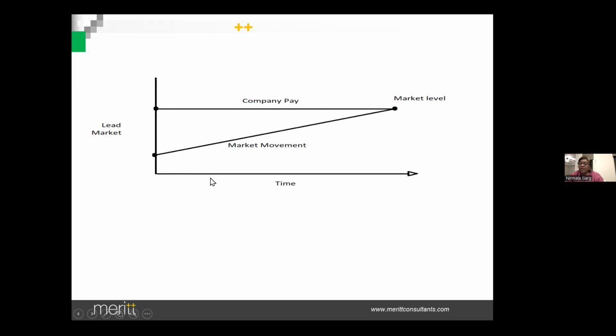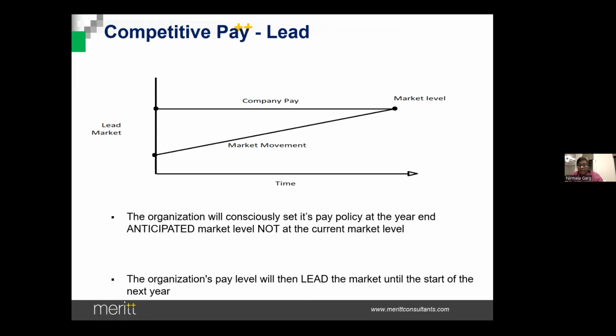That means if I get market data, I've done a salary survey, and I'm positioning myself at a lead, maybe I'll increase it by 10%, maybe I'll increase it by 20%. Now, what positions will I lead? Maybe critical positions, I'm going to take a lead. All right.